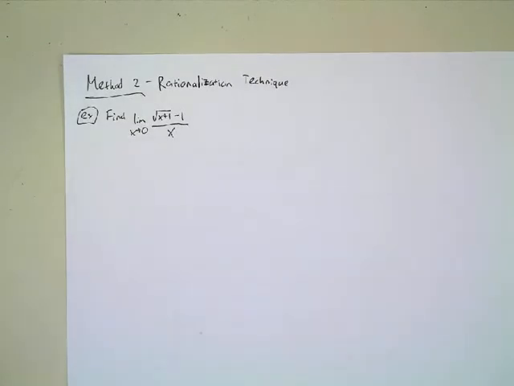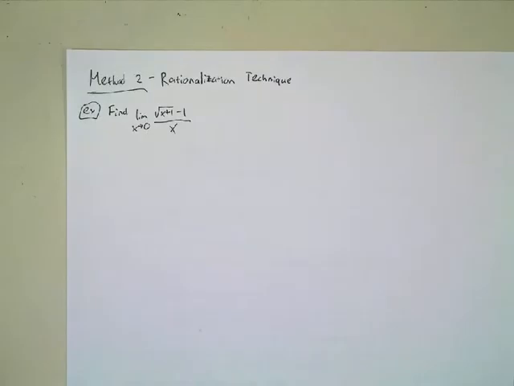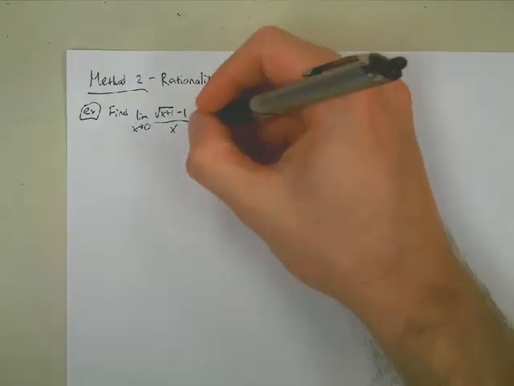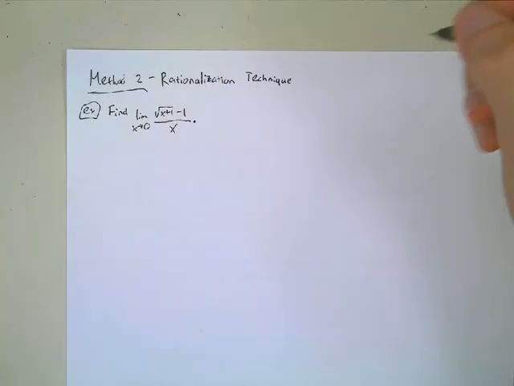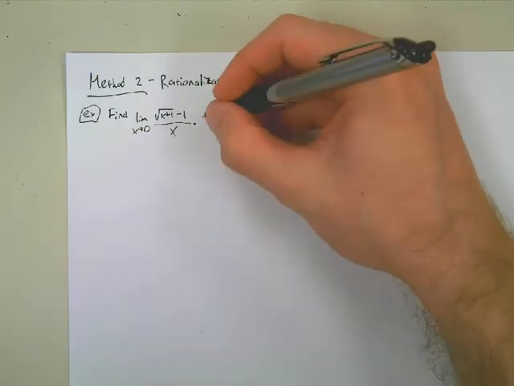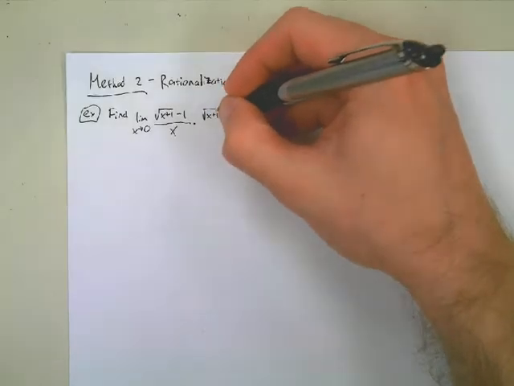Okay. Could we factor this? No. Not really. I mean, you maybe could factor it, but no. Okay, so rationalization. How do we rationalize something? Multiply by the conjugate. For those of you that don't remember what conjugate is, you take the square root thing, and instead of minus 1, you multiply by plus 1.